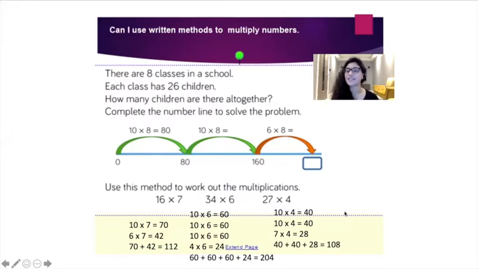Finally, we have 27 times 4, so take the bigger number out of those two, which is 27, break it down into tens and units. So I've got 2 lots of 10 and a 7, and if you add them together, you should get 27. So you multiply all of those by 4, because 4 is what 27 is being multiplied by. So 10 times 4 equals 40. 10 times 4 again equals 40. And then the 7 times 4 equals 28. Add them all together and you should get 108.